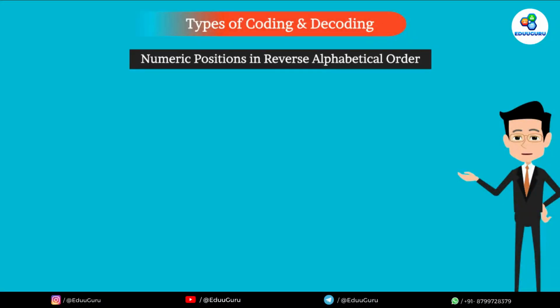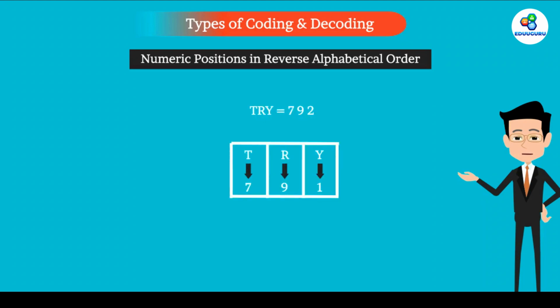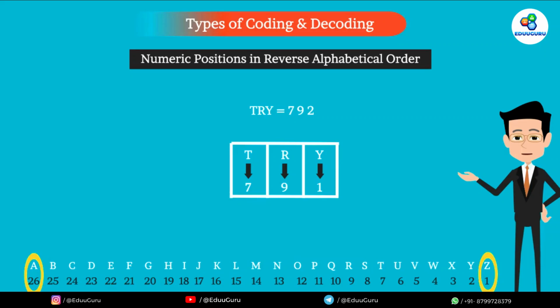Numeric positions in reverse alphabetical order. The word try is written as 792. Given code numbers suggest the position of the letters in the reverse order. So as per this method of coding and decoding, Z becomes 1 and A becomes 26. Try is equal to 792. So if we know the positions of letters in the alphabetical order, it becomes easy to find their position in the reverse order.